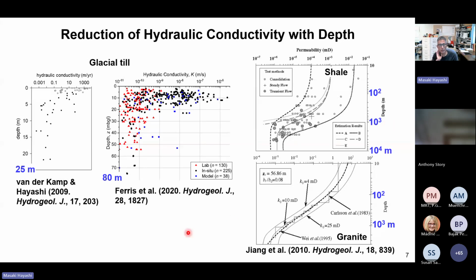This is just a few examples, but I know many more examples indicating exponential decay of hydraulic conductivity with depth by several orders of magnitude. So we need to admit that the geology is not uniform. The decrease in hydraulic conductivity by orders of magnitude is more of a rule rather than an exception.